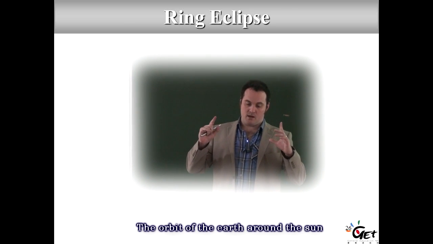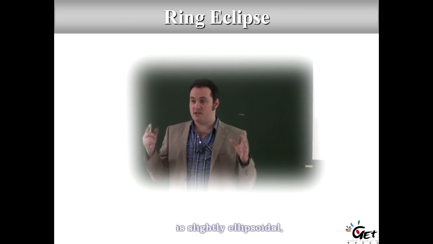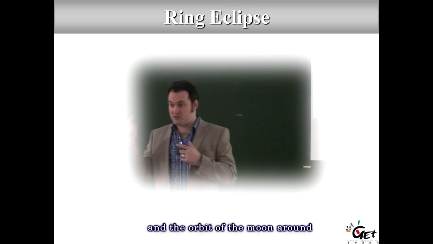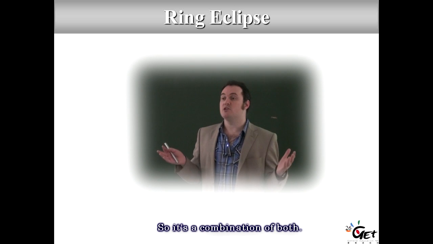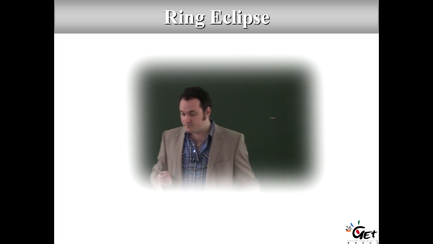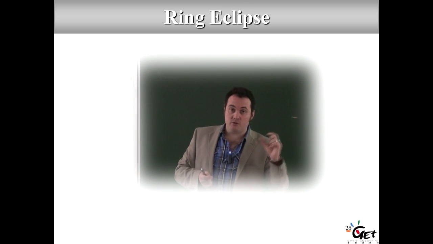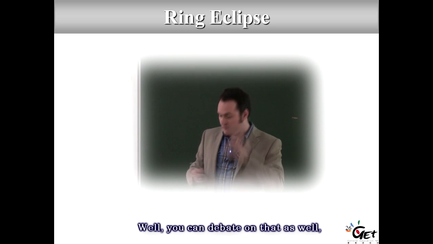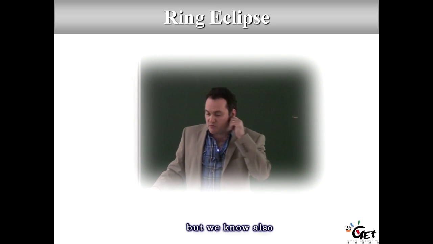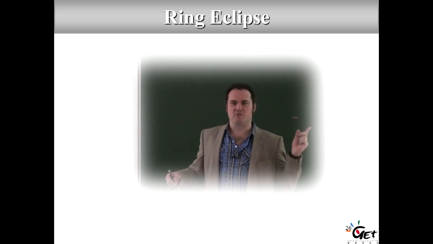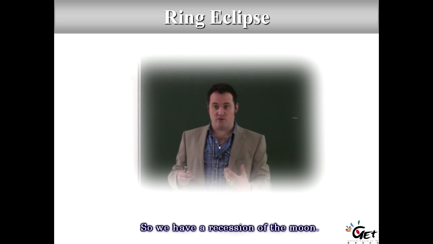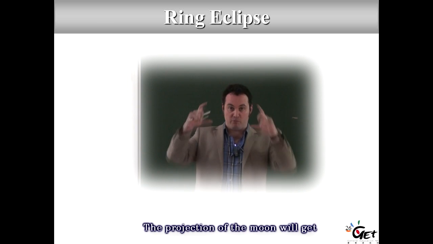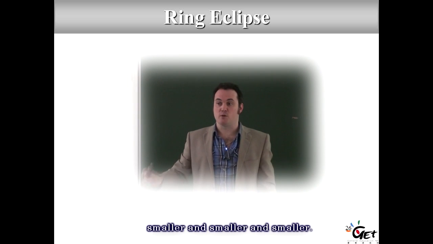The orbit of Earth around the Sun is slightly ellipsoidal, and the orbit of the Moon around the Earth is slightly ellipsoidal as well. So it's a combination of both. So it's almost actually, well, we can debate on that as well. But we know also, I don't know if I mentioned that during that lecture, that the Moon is moving away from us. So we have a recession of the Moon. The projection of the Moon will get smaller and smaller and smaller.